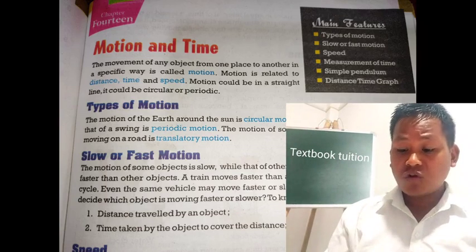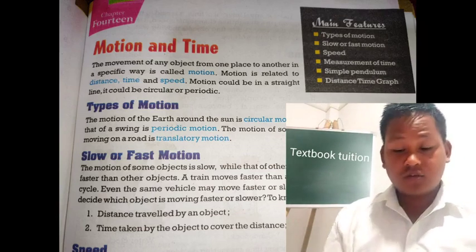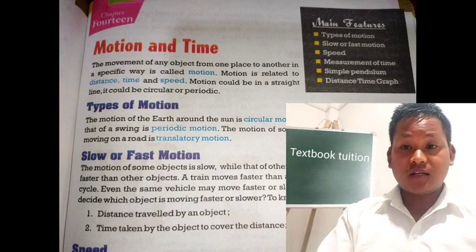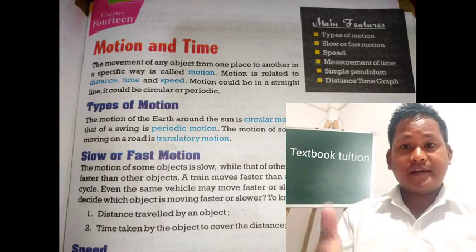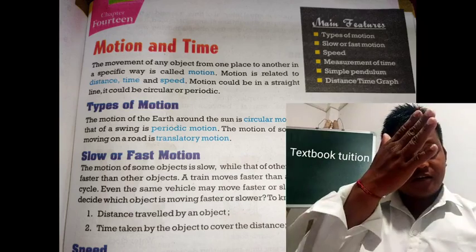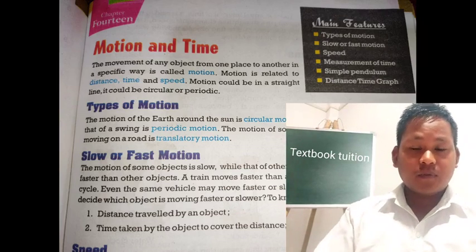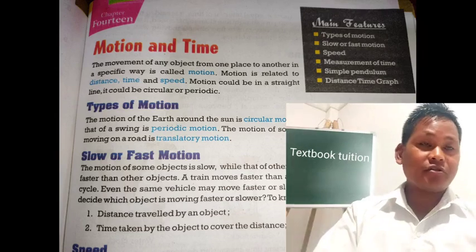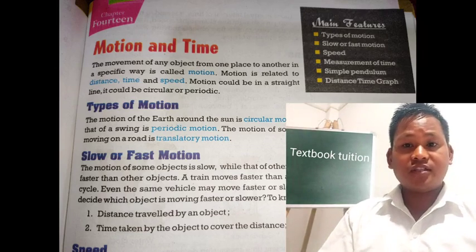The motion of soldiers in a march past or the cars moving on the roads is translatory motion. We have another translatory motion here: the motion of soldiers marching past in the field. Right turn, left turn, straight, sometimes straight and sometimes right turn. These are part of the march past of the soldiers. This is an example of translatory motion.